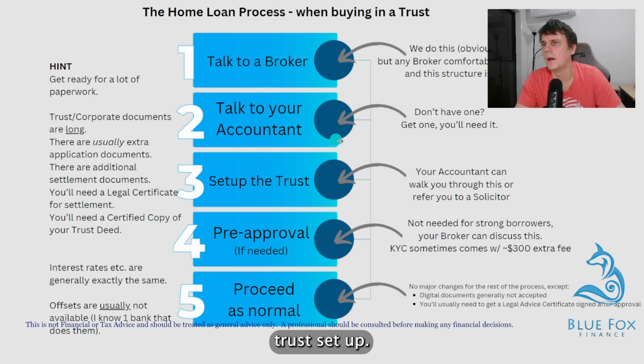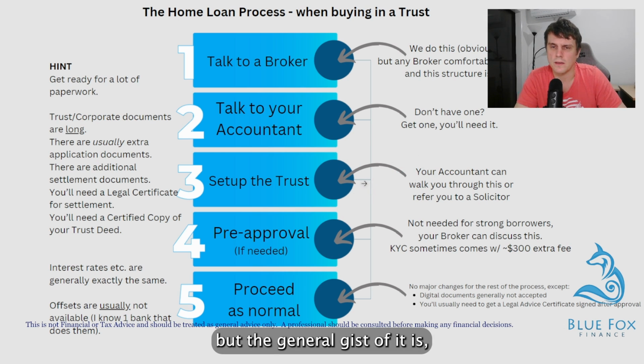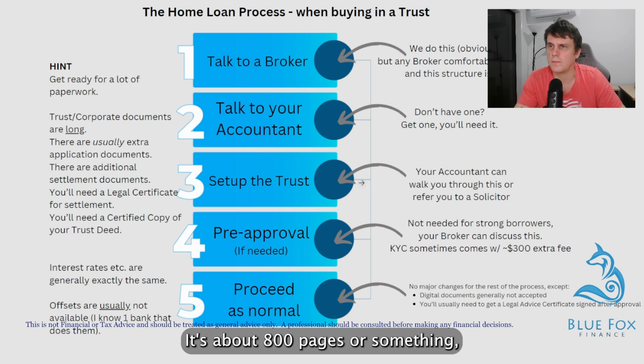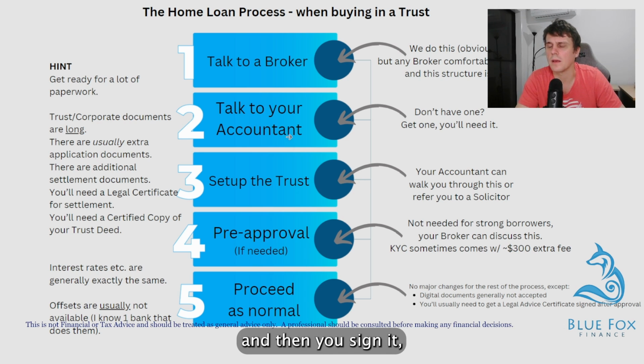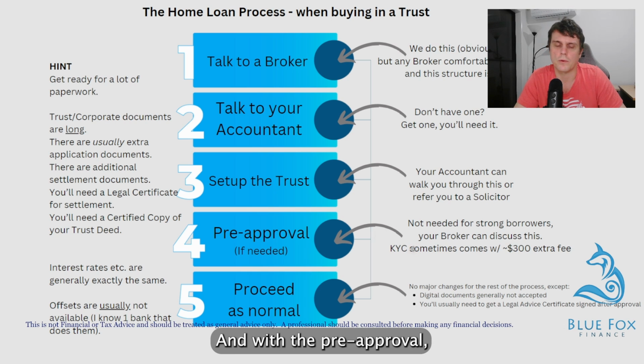Once you've set up the trust, your accountant can walk you through that, but the general gist of it is they'll ask you a few questions, they'll do up all the paperwork, it's about 800 pages or something, and then you sign it, and only then can we get a pre-approval if you need it. Not all borrowers need a pre-approval. A lot of them do want it, but we can't get a pre-approval until you have the trust. That's really important. And with the pre-approval, they're usually free.